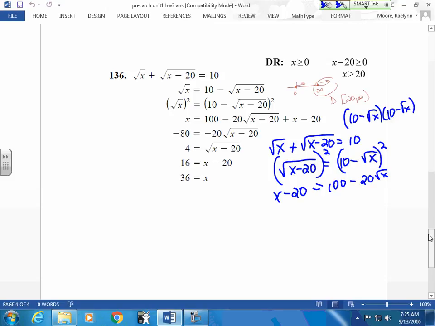Okay. And then this one, a negative times a negative is a positive. A radical times itself comes out. So we're going to subtract x, that's going to come out. We're going to subtract 100. So we're going to get negative 120. I'm going to divide by negative 20. Guys, I don't want to hear talking. And then square both sides.